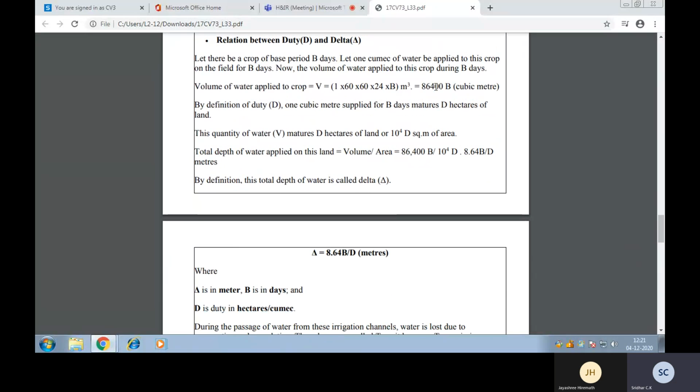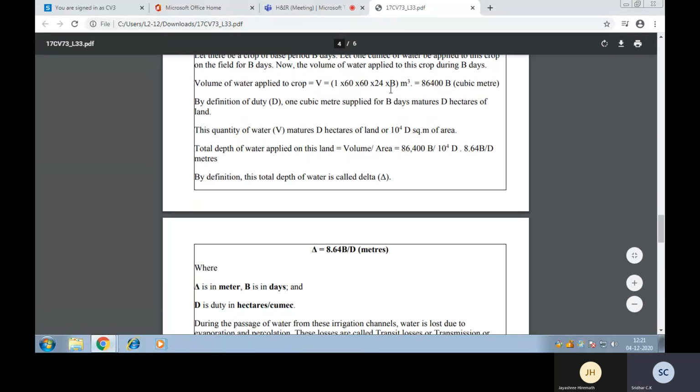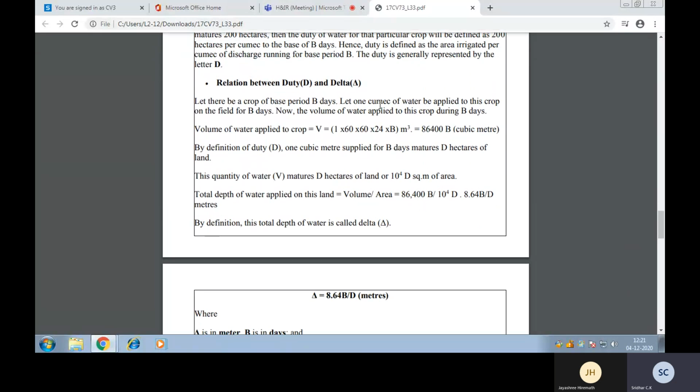Now, I can relate two things: one is what is called duty, and the other is delta. Let us go to this relation, just briefly, I will highlight the important things here.